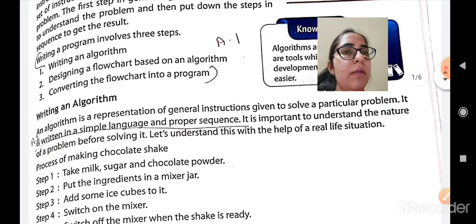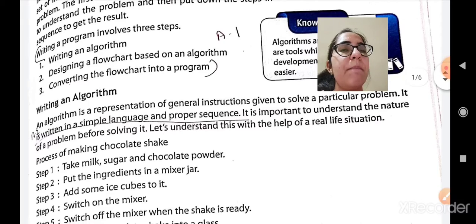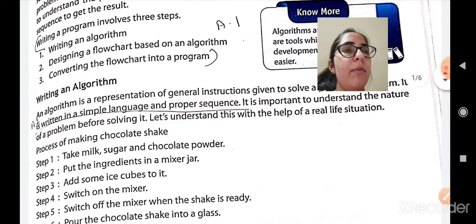An algorithm is a representation of the general instructions that are given to solve a particular problem. It is written in a simple language and in a proper sequence. It is important to understand the nature of a problem before solving it. Let's understand this with the help of a real life situation.